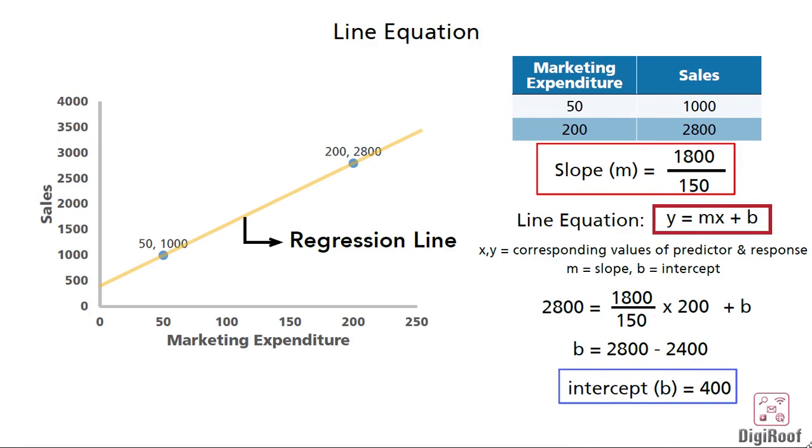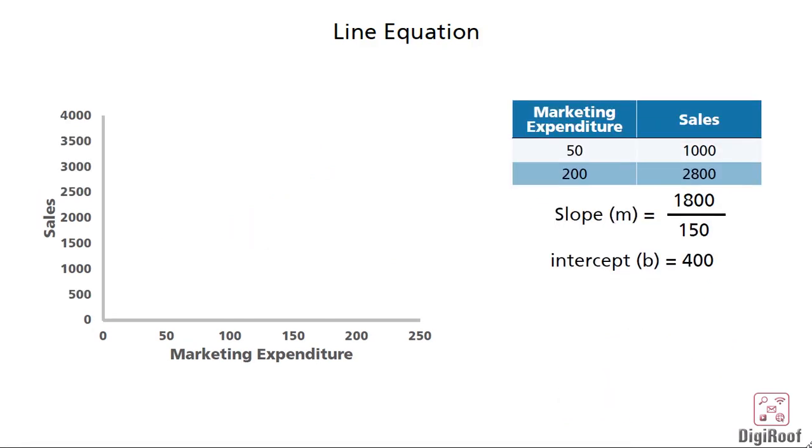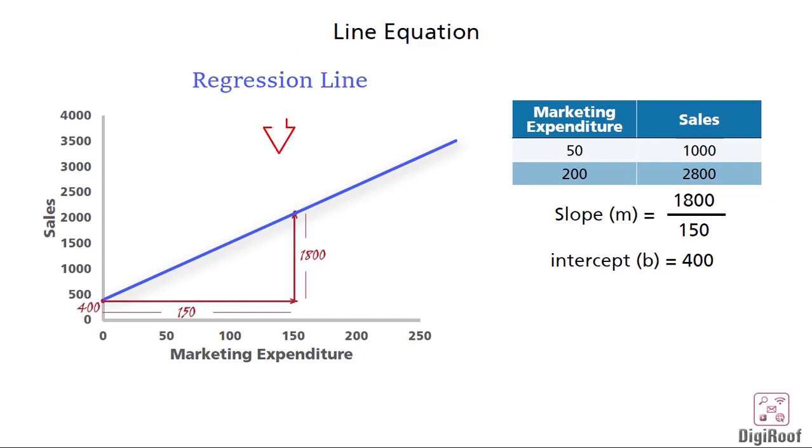The relevance of these two values is that by using slope and intercept, we can make the regression line. Let's see how we can make the regression line using these two values. In this plot, the x-axis represents the predictor, marketing expenditure, and the y-axis represents the response variable, that is sales. First, we will locate the value of intercept, that is 400, on the y-axis. This is the value of sales when the marketing expenditure is 0. Next, the slope value is 1800 by 150. In other words, a 150 rupees increase in marketing expenditure is causing a 1800 rupees increase in sales. From the intercept, we will first move 150 towards the x-axis, and from there we will move 1800 points towards the y-axis. We can connect the intercept and this point to make the regression line. This line depicts the relationship between marketing expenditure and sales.